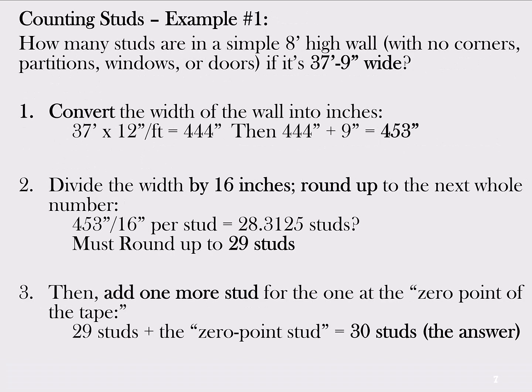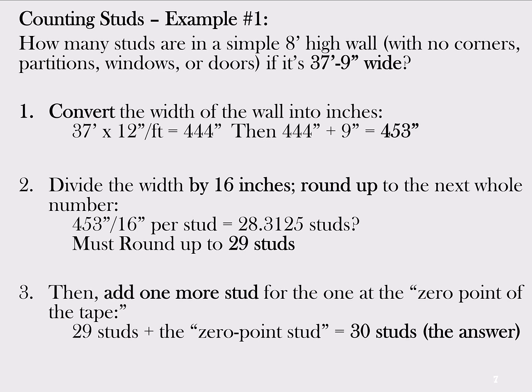Here we're dealing with studs. Example number 1. How many studs are in a simple 8-foot high wall with no corners, no partitions, no windows or doors? Well, first of all, 8 feet, we don't care what height it is, not at least for figuring out how many studs there are. We need to know it to figure out how long the studs will be. But in our problem, we're not focusing on that. I threw in a number you don't need, but I didn't finish the sentence. It said, if this wall is 37 foot 9 inches wide.